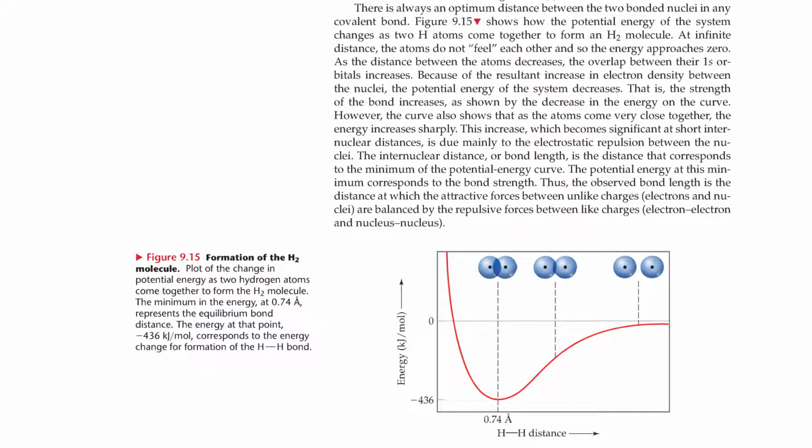Figure 9.15, formation of H2. Plot of the change in potential energy as two hydrogen atoms come together to form a hydrogen molecule. The minimum in the energy at 0.74 angstroms represents the equilibrium bond distance. The energy at that point, negative 436 kilojoules per mole, corresponds to the energy change for the formation of the hydrogen-hydrogen bond.